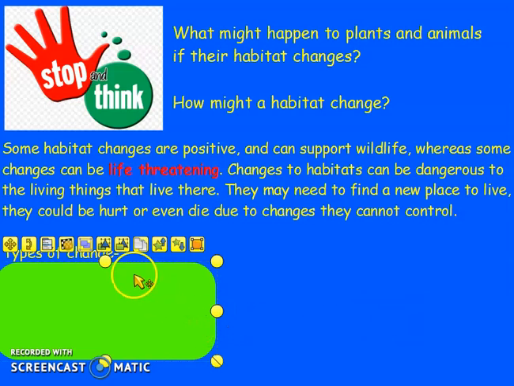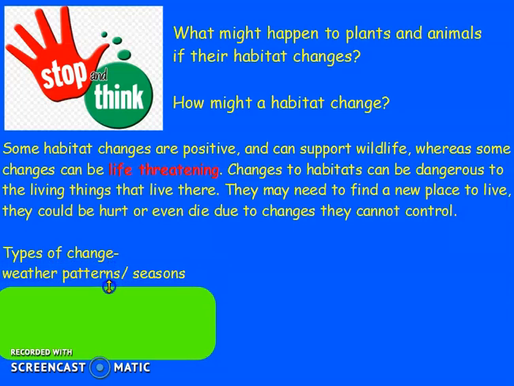These are the types of changes that habitats might face. Weather patterns and seasons. So as the seasons change and the weather changes, that's going to have an effect on the whole habitat. Maybe in winter the water freezes over. There's not as many leaves around. Maybe in the summer there might be a drought and not enough water to drink and bathe in.